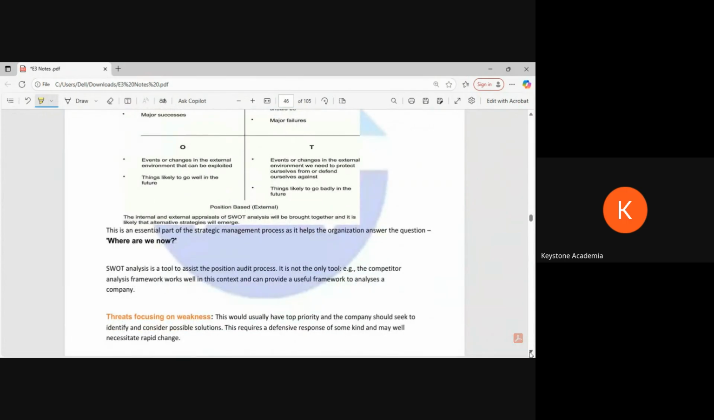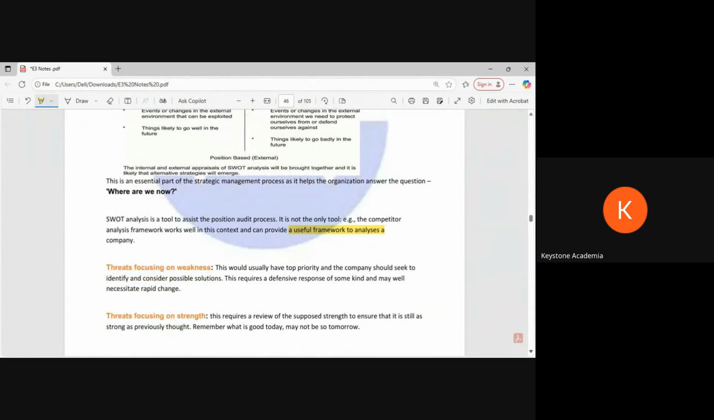This can also be done like where are we now and where we want to go. So SWOT analysis is a tool to assist in a position audit process. It is not only the tool, the competent analysis framework well in the context and can provide a useful framework to analyze a company. Let's say we have done that.